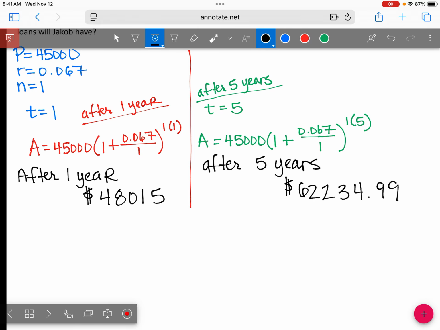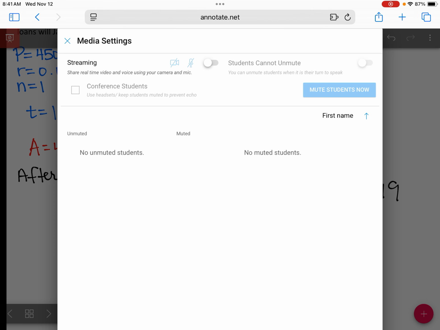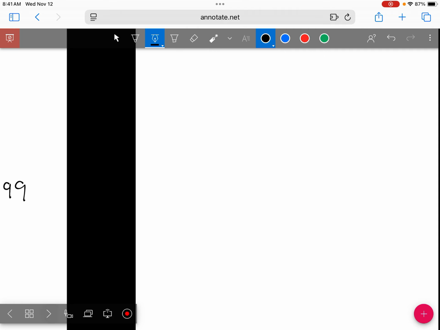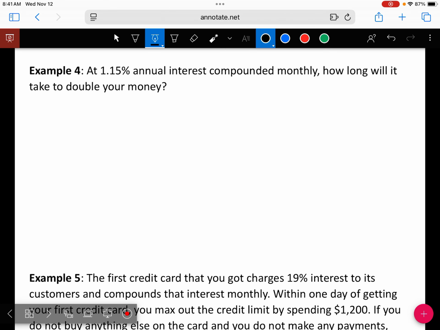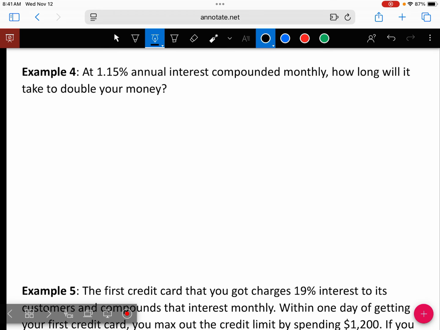Any questions about our first 3 examples? So far, nothing's complicated. All right, let's keep going. So now we got example 4. So this says that at 1.15% annual interest compounded monthly, how long will it take to double your money?